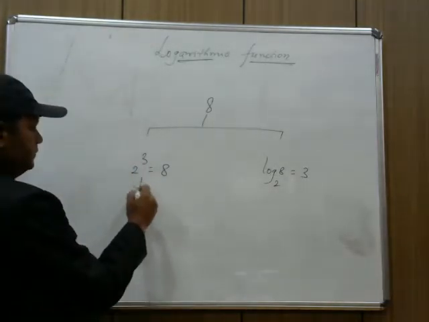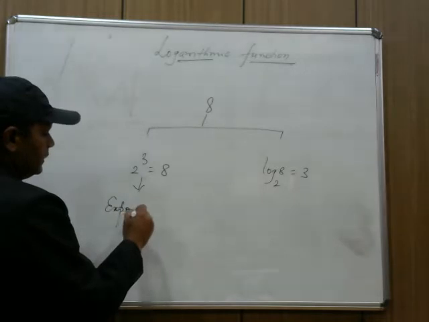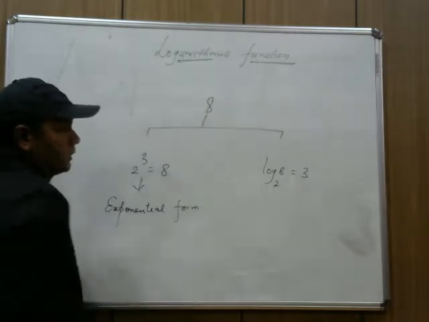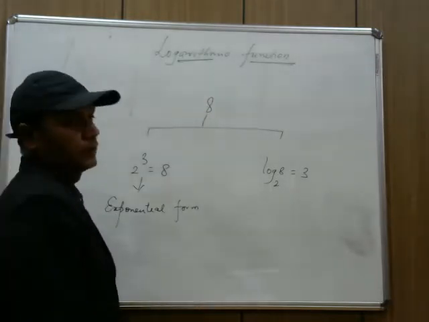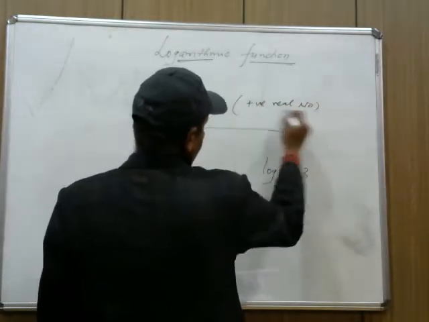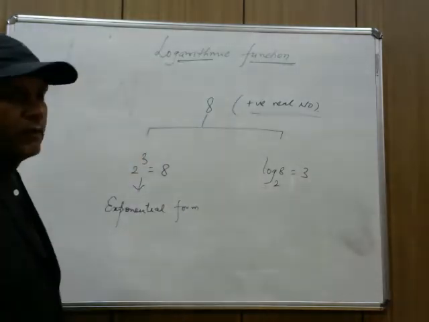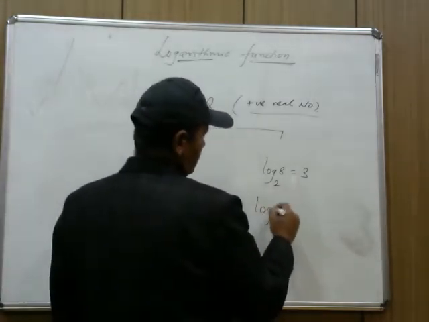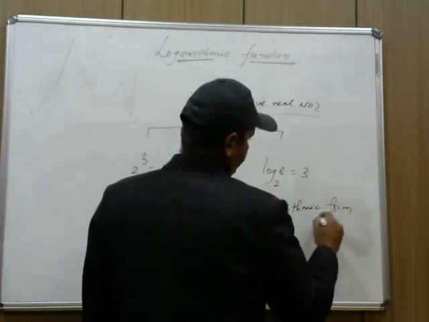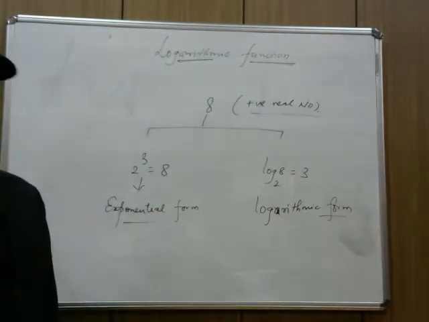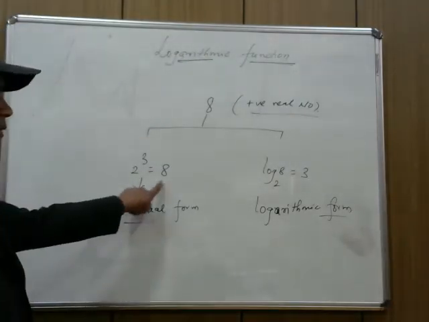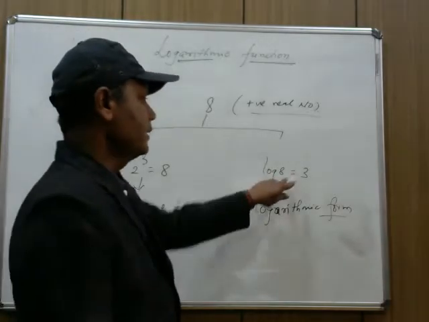This is called writing any natural number or any positive real number in the exponential form, and this is called logarithmic form. Actually, both of them are the same thing. 2 to the power 3 is equal to 8 is the same as log of 8 to the base 2 is equal to 3.